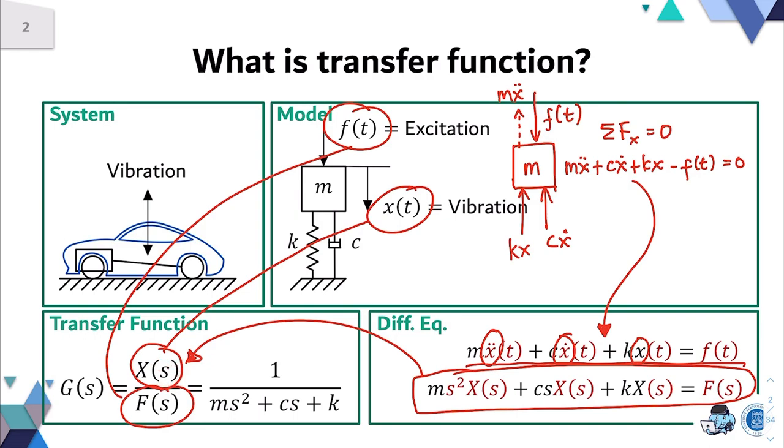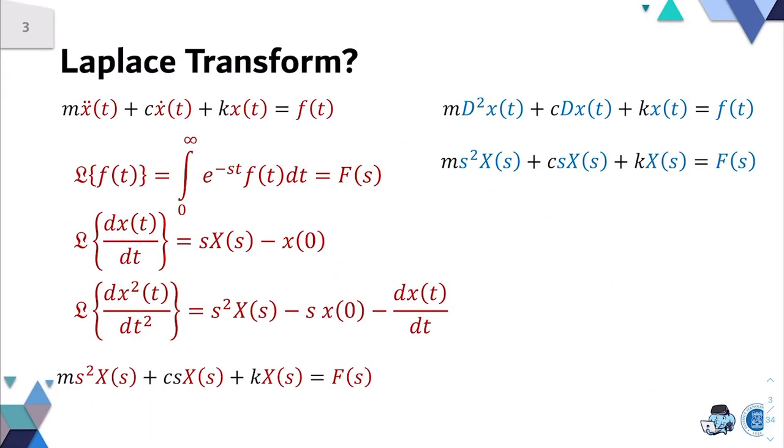Now the next one, what is Laplace transform? By definition, the Laplace transform of a function f(t) is a semi-infinite integral of f(t) multiplied by e to the minus st with respect to time, where s is a complex number, sigma plus j omega, where j is square root of minus 1. This is an imaginary number. So this is the definition.